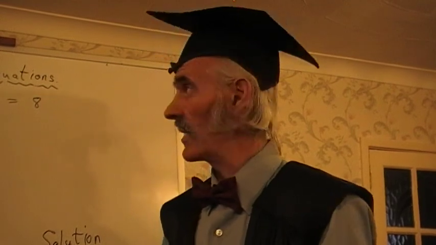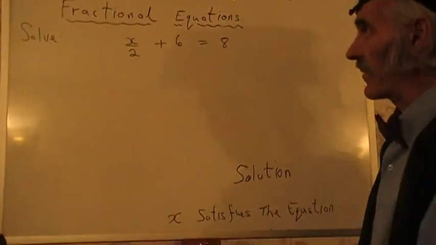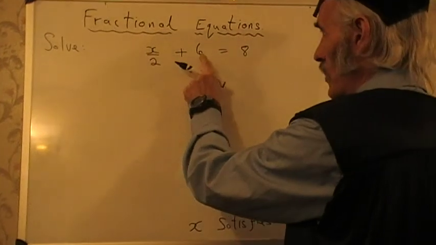What I'm going to do is look at the solving of a fractional equation for you. So we'll have a look at the board. We have a fractional equation: x over 2 plus 6 equals 8.